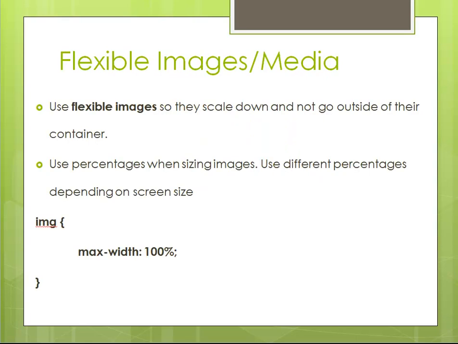So flexible images or media, so even videos, maybe YouTube embedded videos, we want to use flexible images so they scale down and they do not go outside of the container. So use percentages when sizing images. Use different percentages depending on screen size. A lot of the times we'll just leave the images at a max width of 100%, and this will keep them from leaving their container. They'll be the size of 100% of their containing element.